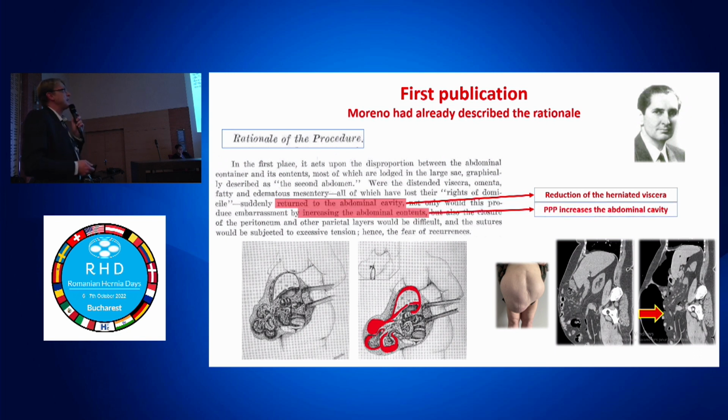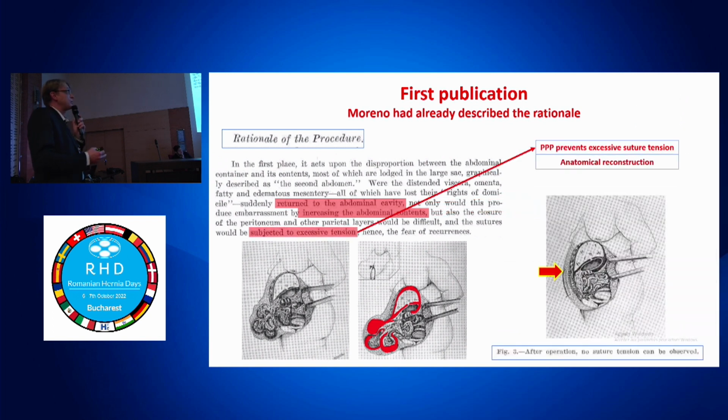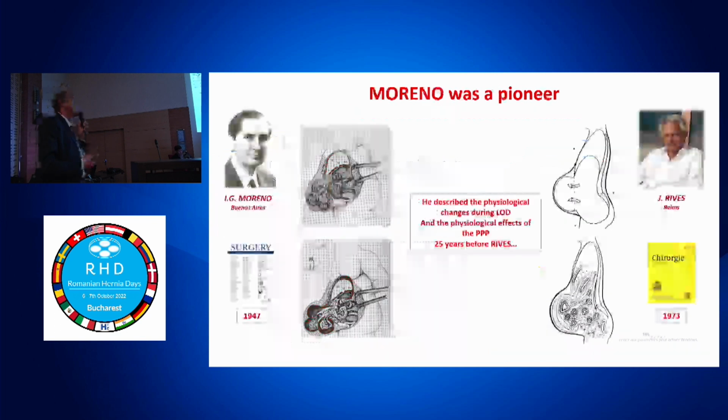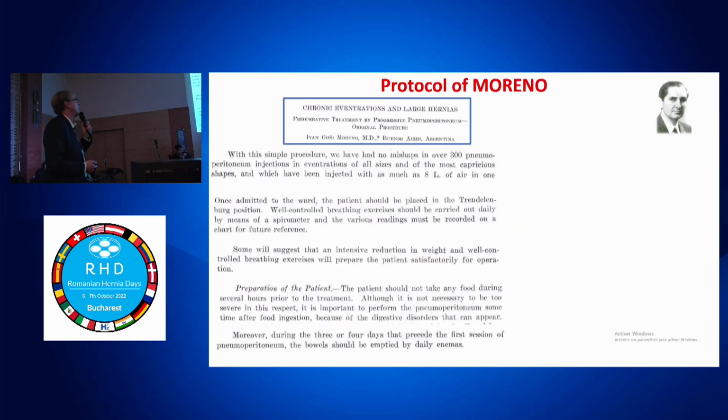He also said that the PPP increases the abdominal cavity, and then he explained that thanks to the pneumoperitoneum, we can perform no suture tension in the midline with anatomical reconstruction. So for me, he is a pioneer because he described all these things 25 years before Reeves. And it was very impressive.